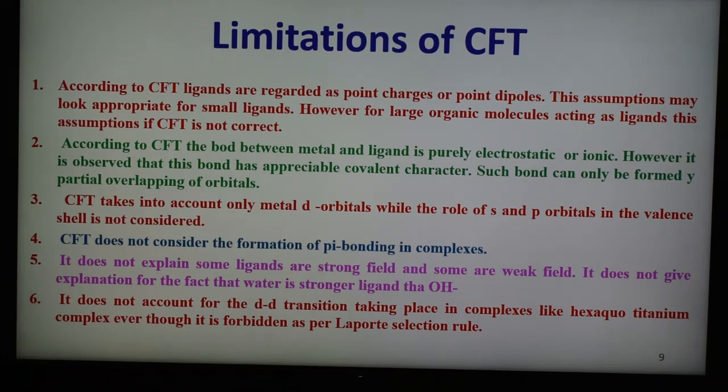Third, CFT takes into account only the metal d orbitals, while the role of the s and p orbitals is not taken into consideration. CFT gives importance only to the d orbitals. Next, number 4: CFT does not consider the formation of pi bonding in the complexes. Pi bonding is also formed along with the sigma bond, but there is nothing in CFT which can explain the formation of pi bonding in the complexes.